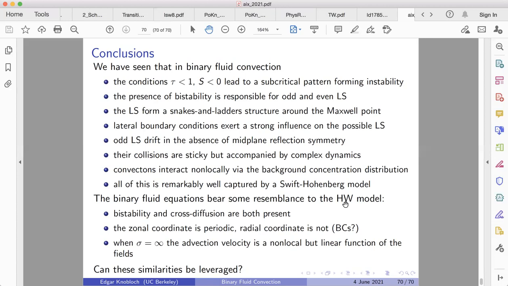I've shown you that you can get interesting dynamics arising from collisions of these localized states. They are well described by the Swift-Hohenberg equation, at least qualitatively. And finally, I showed you that there is at least one regime where you can actually derive a Swift-Hohenberg equation directly from the Navier-Stokes equation.